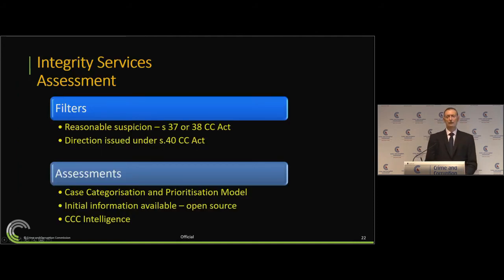Just very, very briefly, this is how we consider and triage complaints. It is more complex than this slide. Again, I just do not have the time to go into any great detail. You will see after they've been filtered, we look at the assessment process, and part of that is we look at our CCC intelligence holdings.